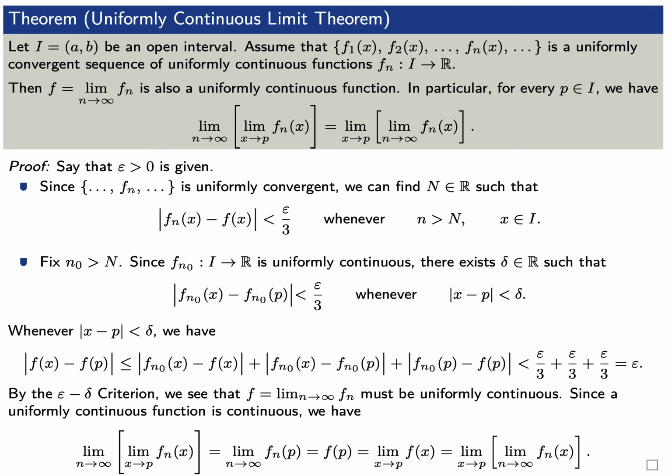Since a uniformly continuous function is actually a continuous function, we now see that the limit as n increases without bound of the limit as x tends to p of f sub n of x is just the limit as n increases without bound of f sub n of p. But by definition, this is equal to f of p because f is the limit of our sequence. Now f is a continuous function, so this is equal to the limit as x tends to p of f of x. But now f is the limit of this sequence, so this is equal to the limit as x tends to p of the limit as n increases without bound of f sub n of x.